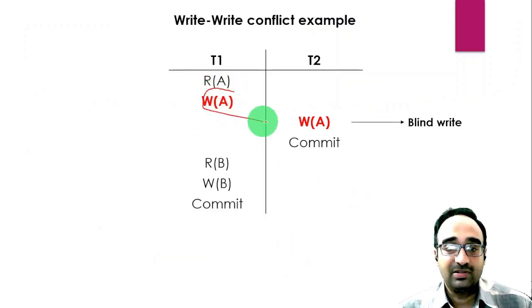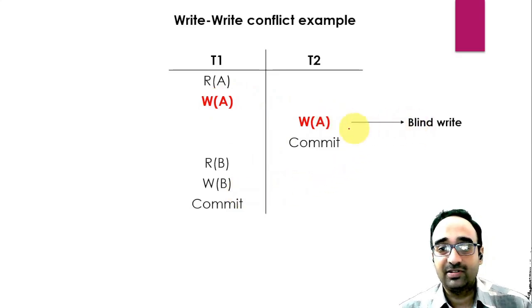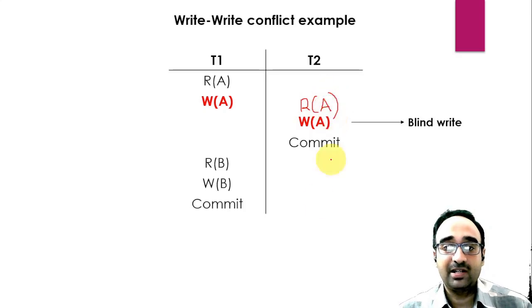So here is the write write conflict. This is called write write conflict, and here it is called blind write. Why it is called blind write is because this transaction is writing onto object A without reading it first. It is not reading, it is blindly writing. That's why it is called blind write. So what is the bad thing about this? This update will be lost.